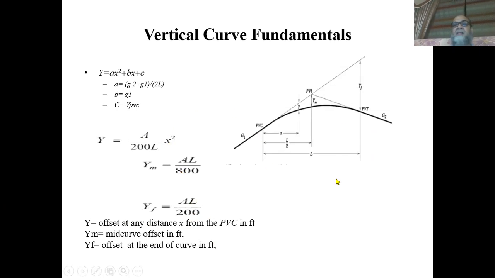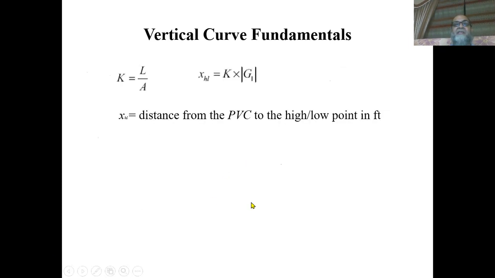Another thing that is missing, that is importantly used for calculation of the length of the vertical curve, is the highest point and the lowest point. Now the highest point and the lowest point can be determined by just using this equation, XHL. So if it is a crest curve, then it is the highest point, and if this is a sag curve, then it is the lowest point.